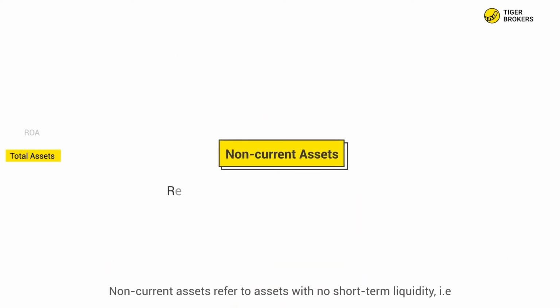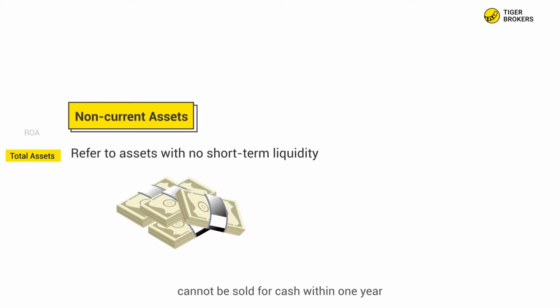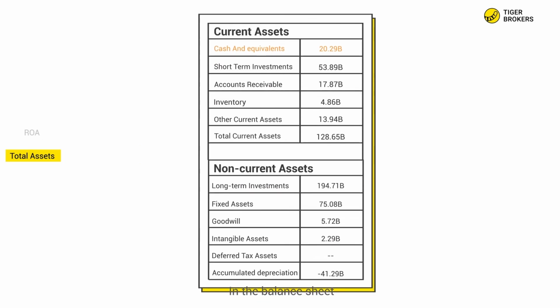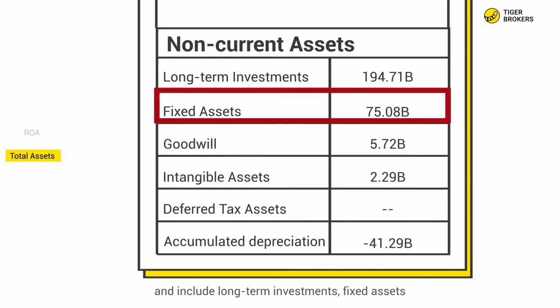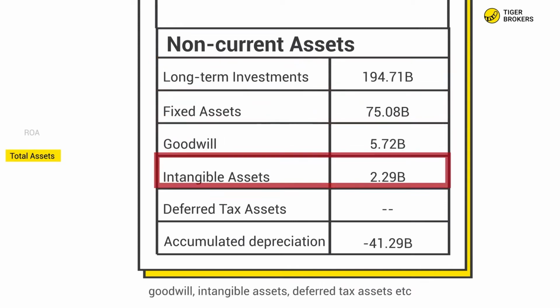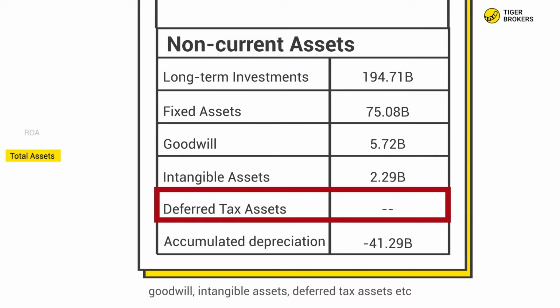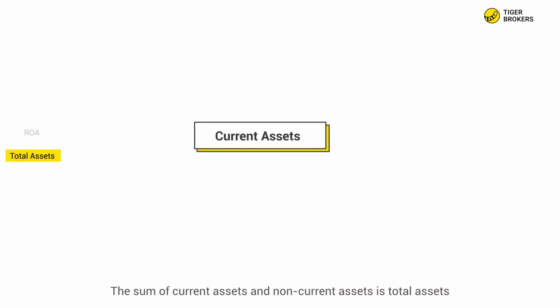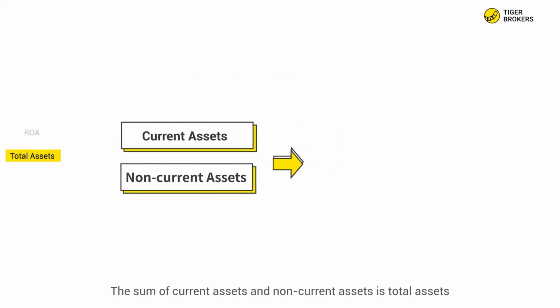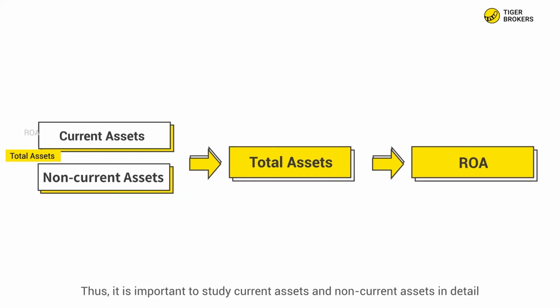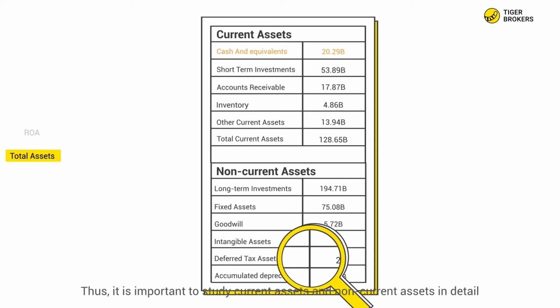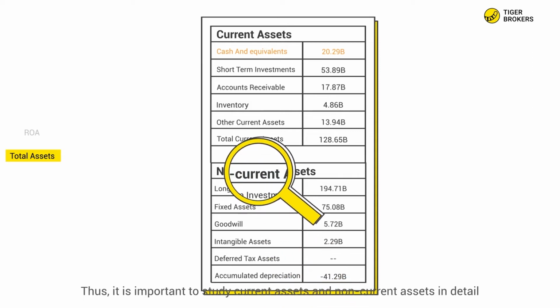Non-current assets refer to assets with no short-term liquidity, which cannot be sold for cash within 1 year. In the balance sheet, non-current assets are booked under current assets and include long-term investments, fixed assets, goodwill, intangible assets, deferred tax assets, etc. The sum of current assets and non-current assets is total assets, which is the denominator of ROA. Thus, it is important to study current assets and non-current assets in detail.